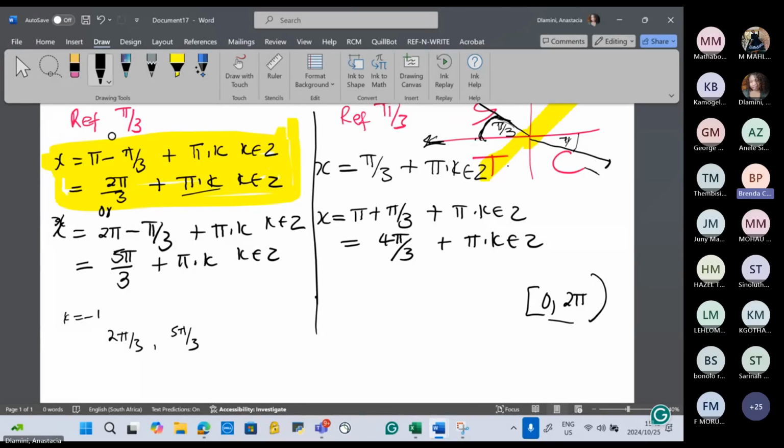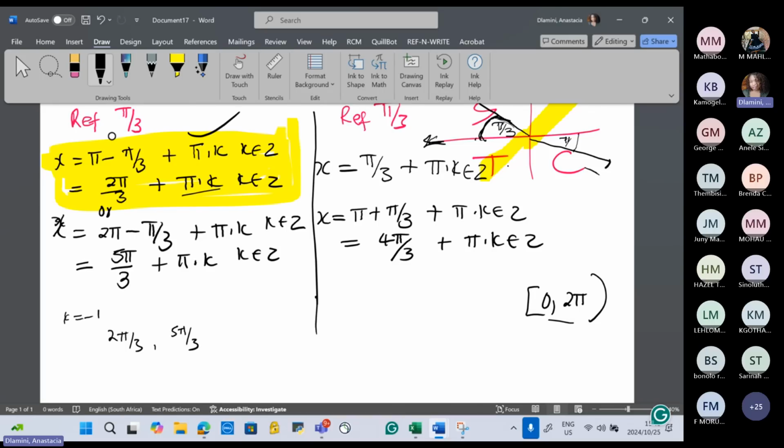If we choose 2, would it work? So 2 pi, that's going to be 8 pi over 3. No, it won't. It's overboard. Okay, so we are done. Then next one.